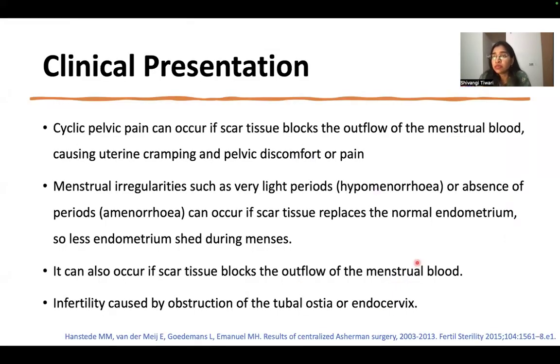Why do these patients present like this? So why does cyclic pelvic pain occur? Now, because of these fibrous tissue bands in the endometrial cavity, there is a block in the outflow of the menstrual blood. So whenever there is a time of menses, there is a block in the outflow of the menstrual blood, तो वो जो blood जो collect हो रहा है, that is causing cyclic pelvic pain that leads to uterine cramping, pelvic discomfort और pain.